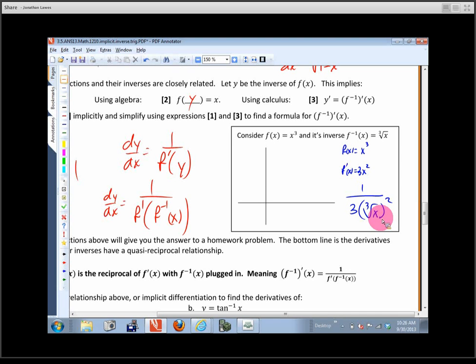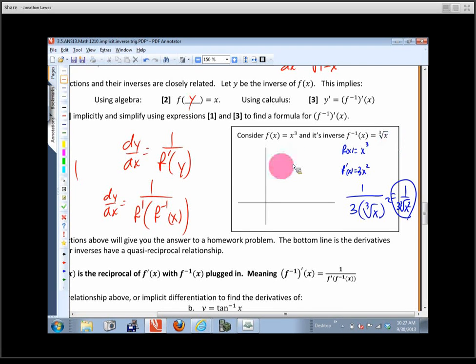So if I were to simplify that just a little bit, I'd get 1 over 3 times the cube root of x squared. Put that underneath rather than out. Let me write it over here. 1 over 3 cube root x squared. And isn't that what we get if we just differentiate that using the power rule? And it works that way every single time.